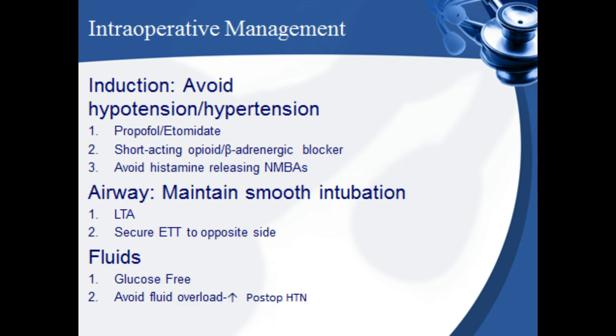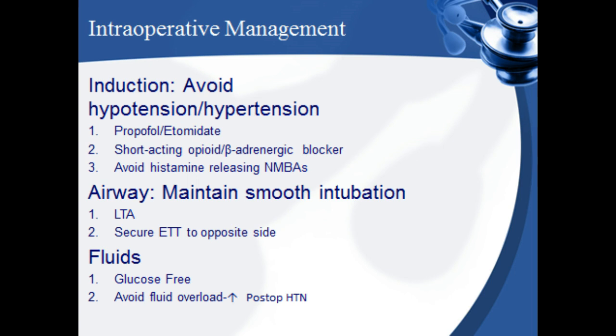During induction of anesthesia, you want to avoid hypo and hypertension. Propofol and etomidate are popular choices for induction because they reduce cerebral metabolic rate proportionately more than the cerebral blood flow. The patient may be hypertensive despite having taken the morning antihypertensive and anti-angiogenic medications. These patients are often most prone to hypertension after the induction of general anesthesia. Number 2, small doses of an opioid or a beta-adrenergic blocker can be used to blunt the hypertensive response to endotracheal intubation. And number 3, you want to avoid histamine-releasing NMBs that can cause tachycardia.